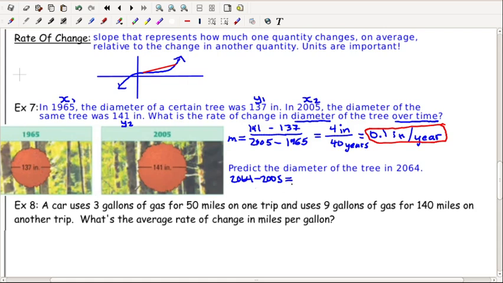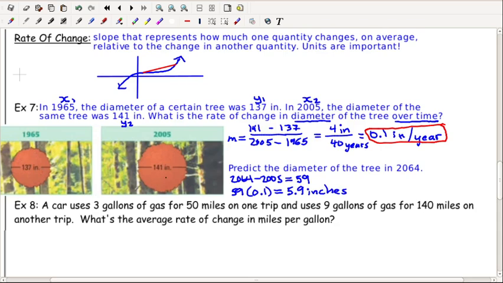And that tells me 59 years have passed since 2005. Now in those 59 years, each year we've grown by 0.1 inches. So to find how much bigger it is than it was in 2005, I'm going to multiply 59 times 0.1 to find out how much we have grown by. So it should be 5.9 inches more than it was in 2005.